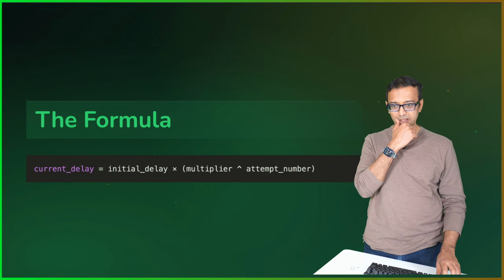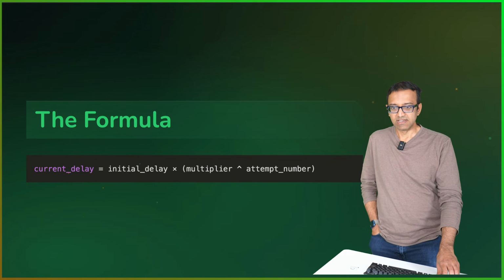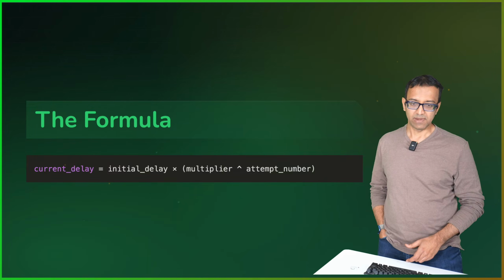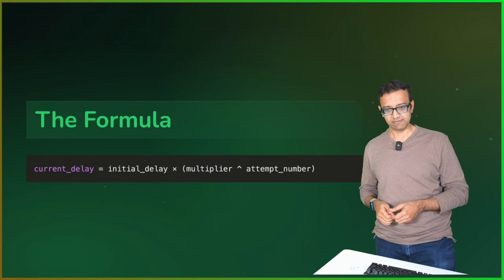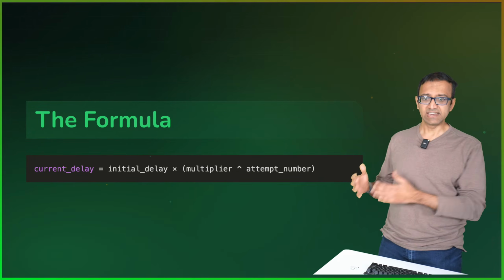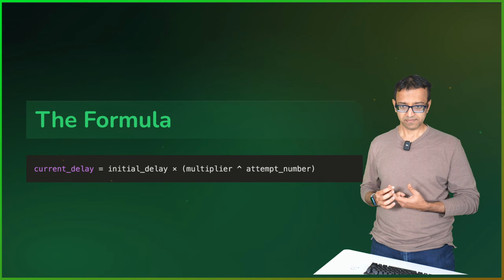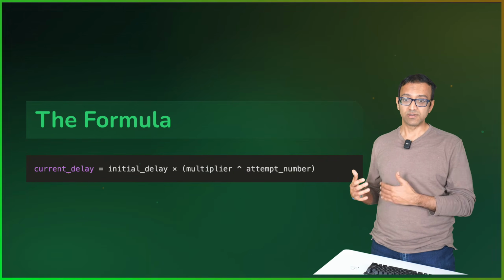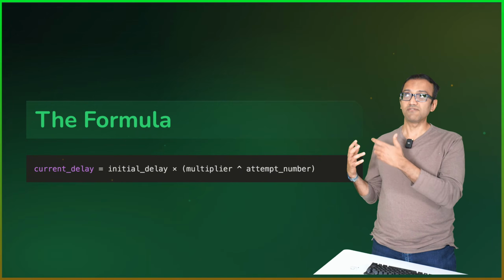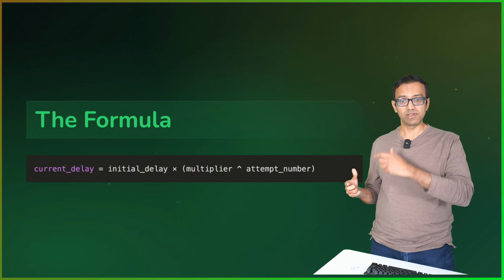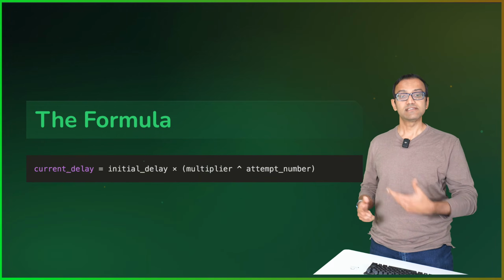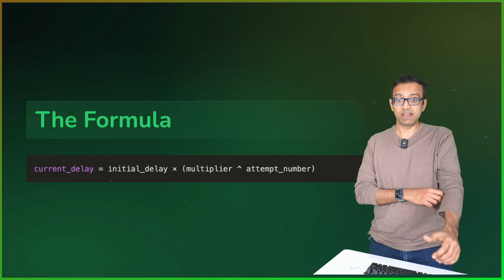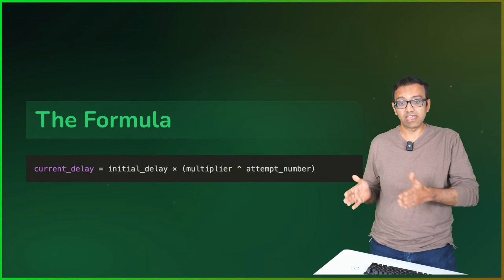So let's start with exponential backoff. The formula is the initial delay plus the multiplier times attempt number. We saw there is a multiplier attribute in the retry annotation. We can say multiplier is 2. Now if the initial delay is 1 second, the first time it is going to be 1 second delay. The second time it's going to be 2 seconds delay. The third time it's going to be 4 seconds delay. Exponential, right? Multiplier, exponent, attempt number. Exponentially, it's going to get slower and slower.